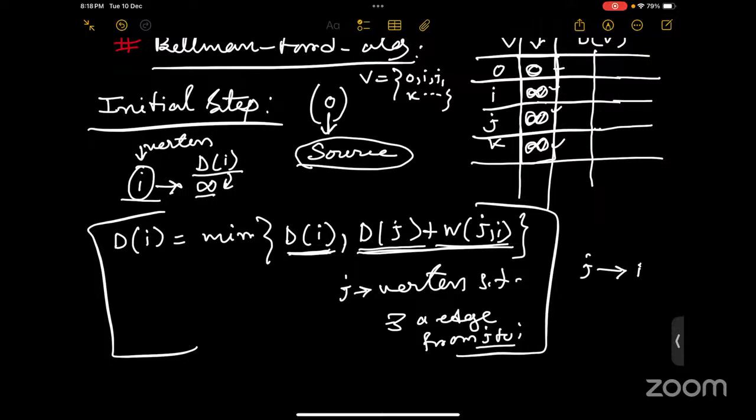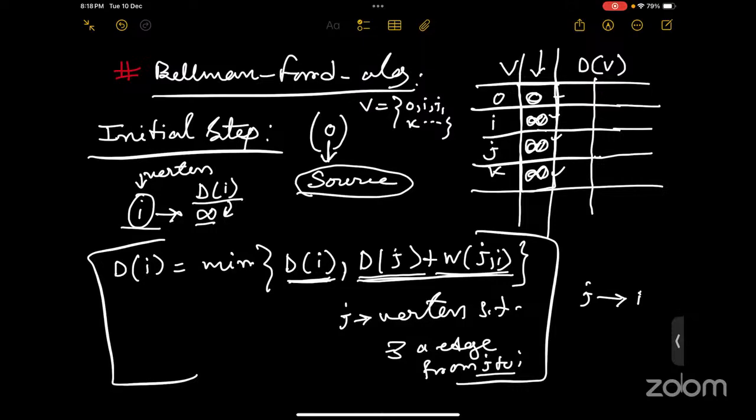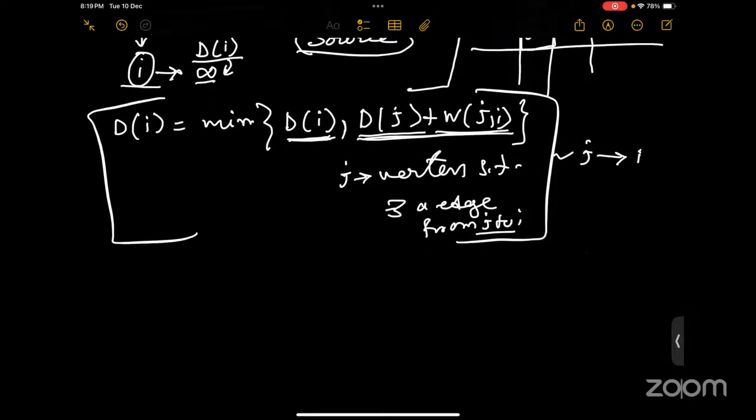This is the definition, and this is just a procedure. We will initialize our algorithm like that. We will denote the distance of our source as 0, and the distance for the rest of the vertices will be infinity initially. Then we will move to our process using this definition. Now I will solve an example so that it will be more clear to you.